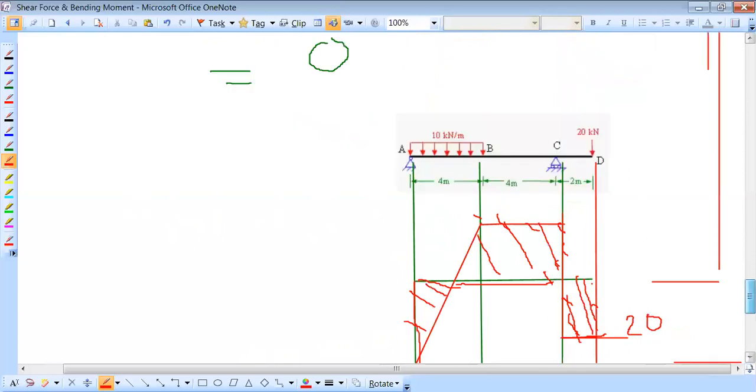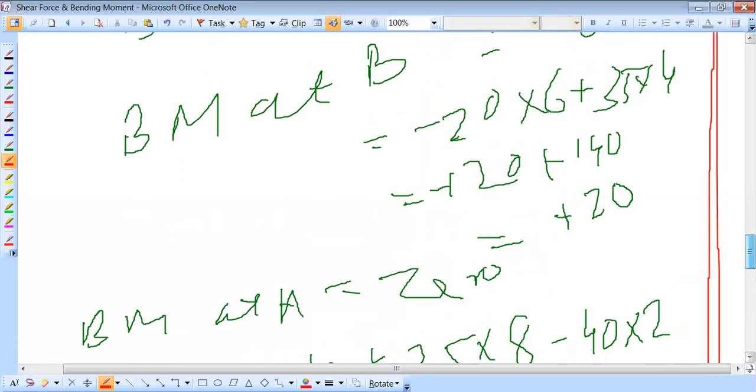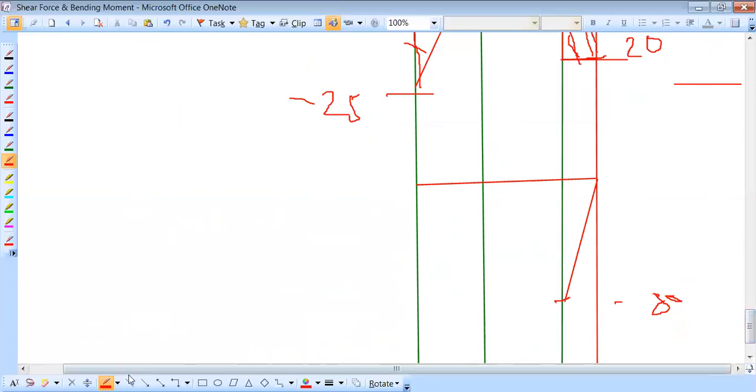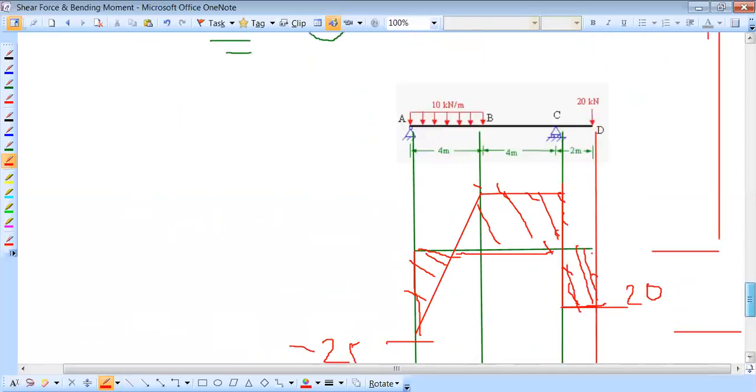Then what is the value at point B? At point B it is equal to plus 20. Then again take a straight line from here to here, plus 20. No load, so that's why a straight line, plus 20. But this portion should be for the UDL, because B to C carries the UDL. This portion should be of parabolic nature.